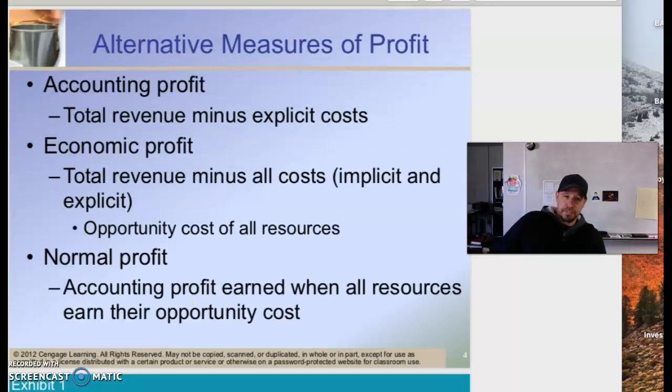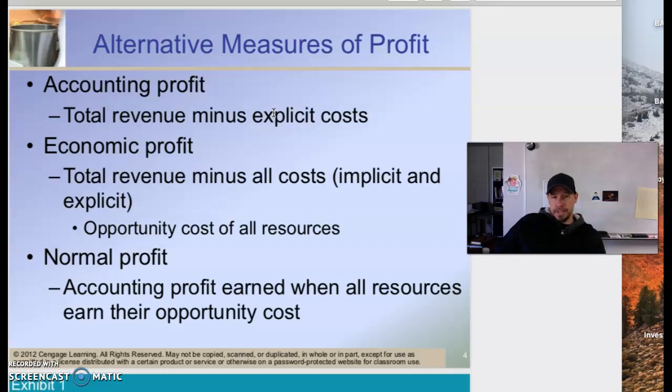So we're going to look at profit in a couple of different ways. What you're probably most familiar with is this idea of accounting profit. If you take the total revenue, so that's all the money that comes in from sales of your goods and services, and you subtract all your explicit costs, so everything that you put a cash payment on.